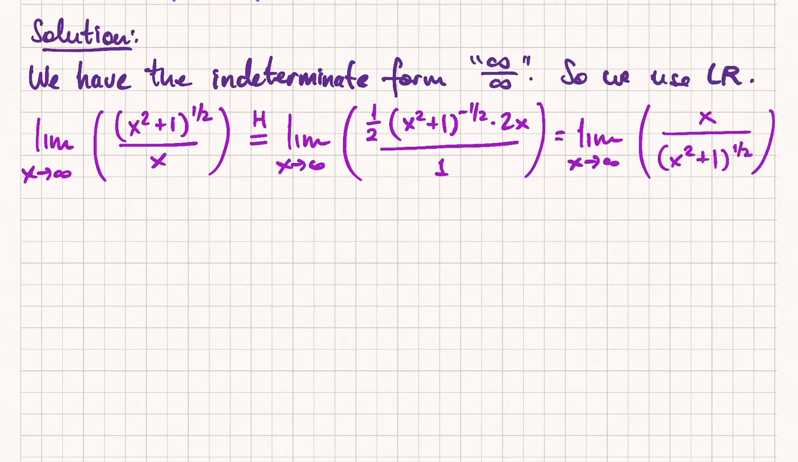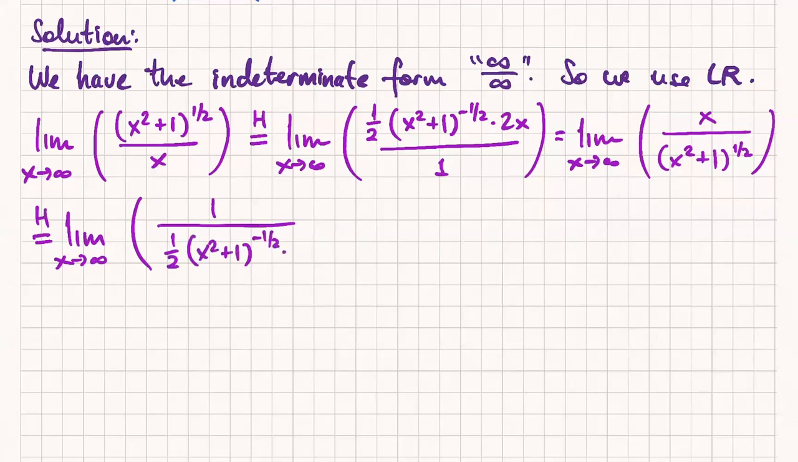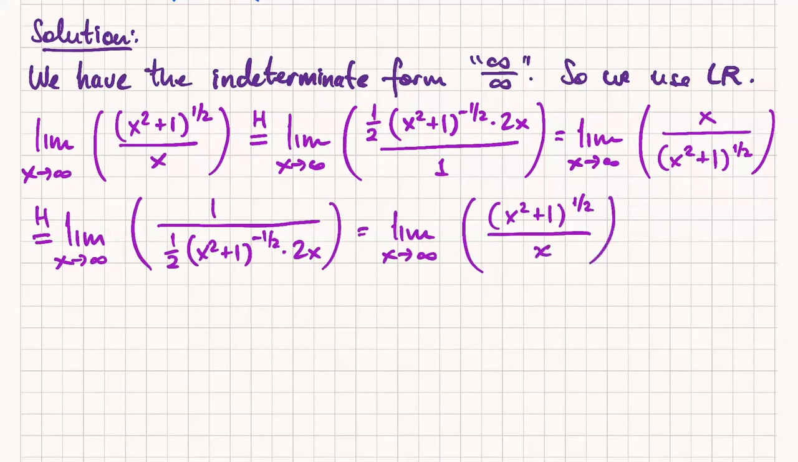Now, strictly speaking, it's not quite the same function just yet. So can I use L'Hopital's rule a second time? The answer is yes. I still get infinity over infinity. But as you can imagine, if you do L'Hopital's rule a second time, you're just going to loop right back to the beginning. We get 1 up top as our derivative, and the derivative down below is 1/2 (x squared plus 1) to the negative 1/2 times 2x by chain rule. So when I simplify this, I get right back the original function. So L'Hopital's rule is completely useless.